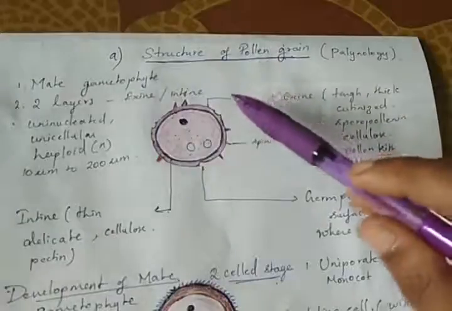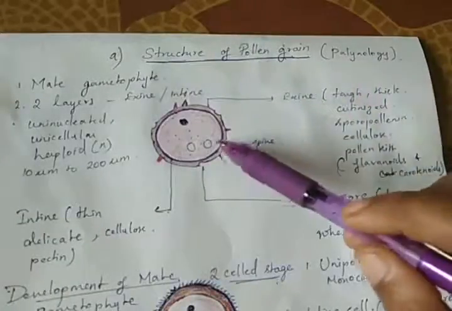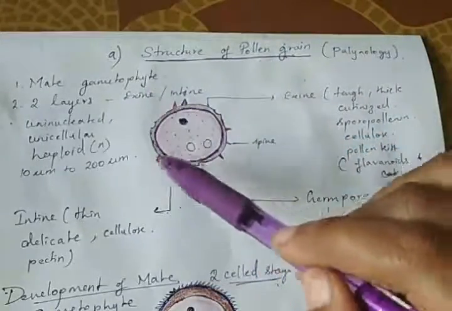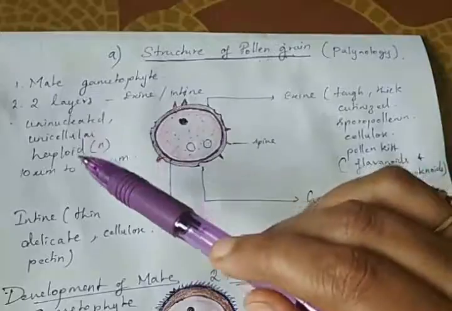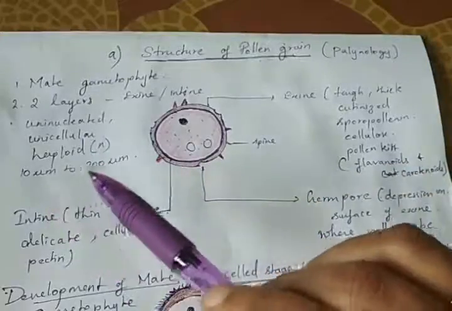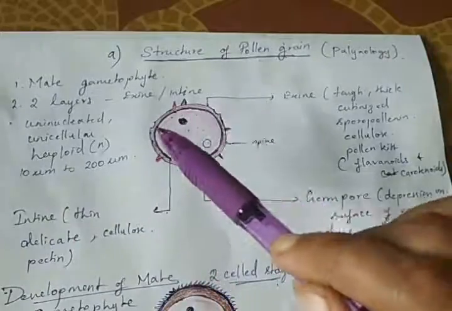The study that deals with the structure of the pollen grain is called palynology. The pollen grains are called male gametophyte. They are usually unicellular, haploid, uninucleated cells. The size of the pollen grains ranges from 10 micrometers to 200 micrometers. The pollen grain consists of two layers.